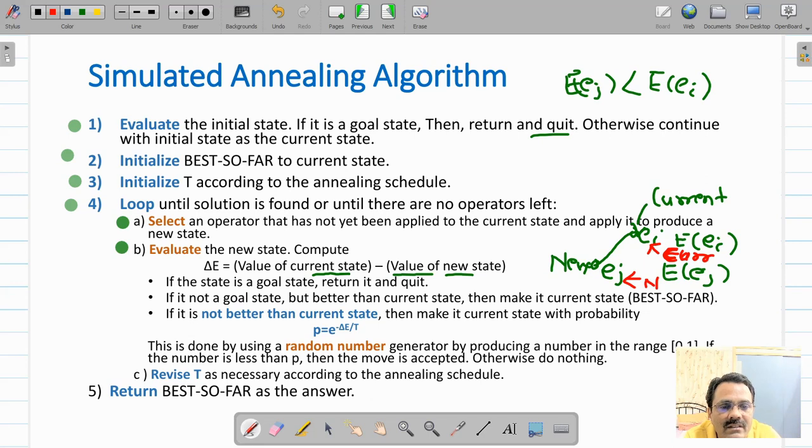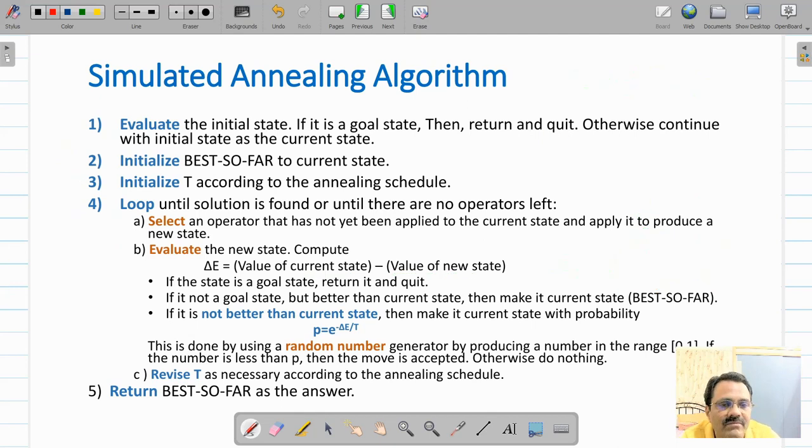Still, although it is not better than the current state, that means something like this. Suppose you have a search space. You are at point Ei and the operator has generated point Ej, and we know that from this you can make out that the energy of Ei is less than the energy of Ej.